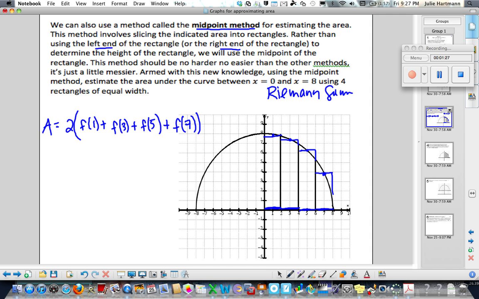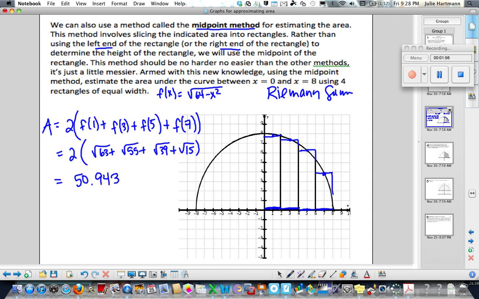Now I know it's not on here, but remember that our original f of x is the square root of 64 minus x squared. So, figuring these values out, we have 2 times the square root of 63 plus the square root of 55 plus the square root of 39, and then f of 7 is the square root of 15. That gives us 50.943. This was our midpoint.